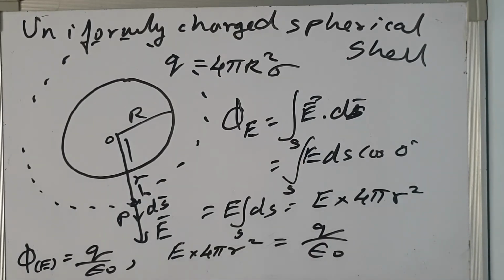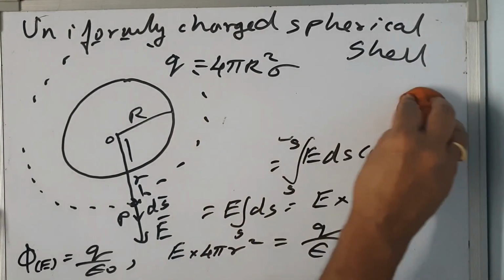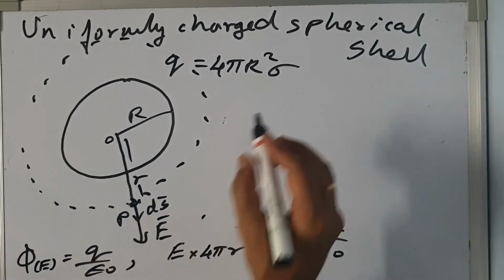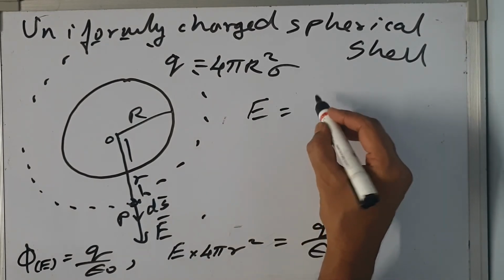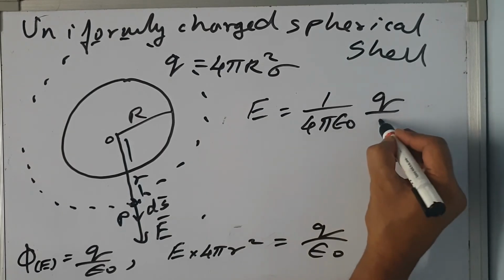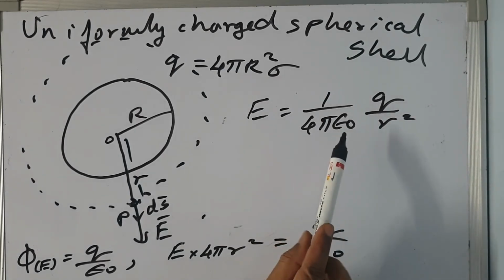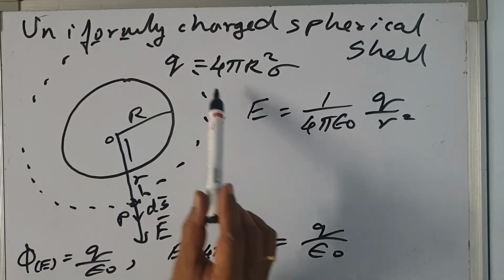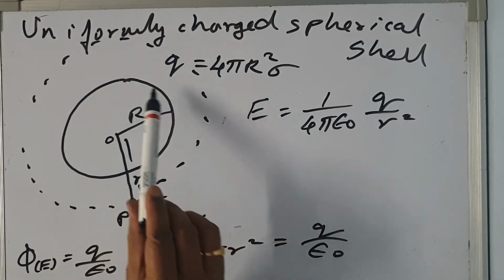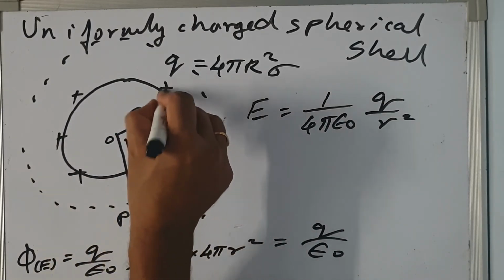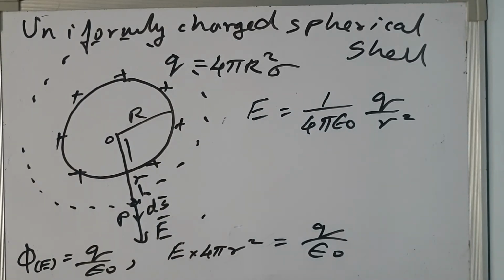I want the expression for E. Take 4 pi r squared towards the right side. E will be equal to 1 by 4 pi epsilon naught q upon r squared, which is the same formula for intensity of electric field at a distance r from a point charge q. That means for any point outside the spherical shell, the entire charge on the spherical shell can be assumed to be concentrated at its center. This is outside, E1.